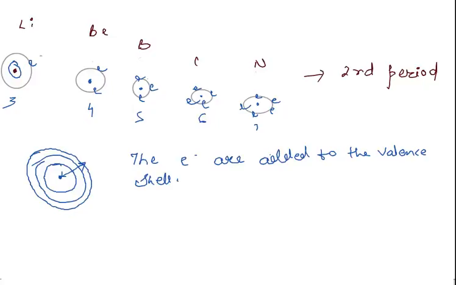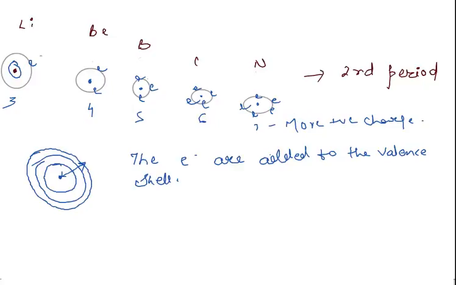Now in this case, what is happening? In the nucleus, the charge is increasing, so it has more positive charge. It will try to attract the valence shell electrons, giving more attraction force to them. When it exerts more attractive force on the valence shell electrons, the radius will go on decreasing.